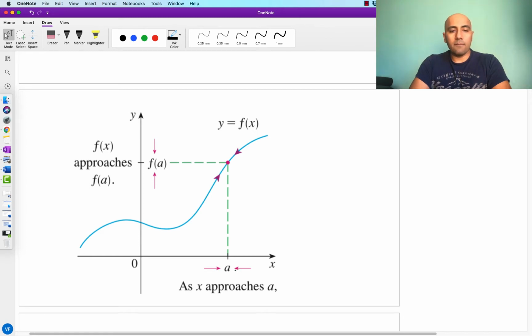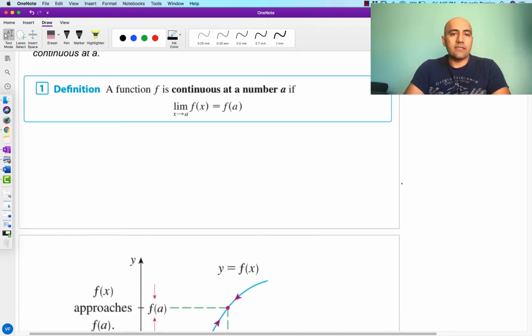So if the limit as x approaches a, remember that means we're looking at where the output is heading as the input values are getting closer and closer to a from either side. As the input values are squeezing in from either direction, the outputs of the function are heading toward f of a, then we'd say that the function is continuous at a.